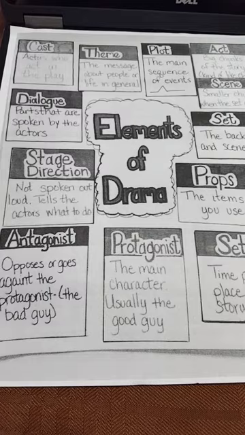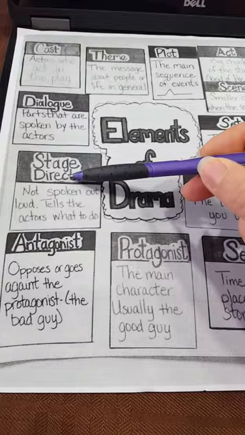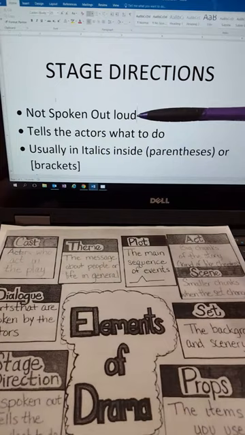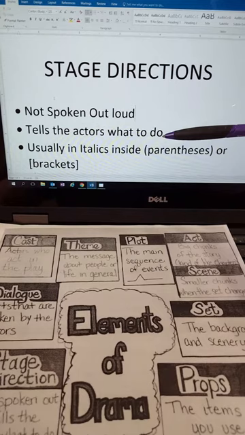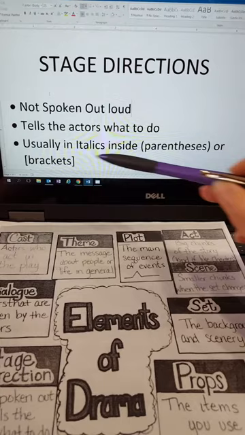This week we started drama, and one of the elements of drama that we're going to talk about today are stage directions. Stage directions are directions that are not spoken out loud. They tell the actors what to do, and in the text, they're usually in italics, inside of parentheses, or inside of brackets.